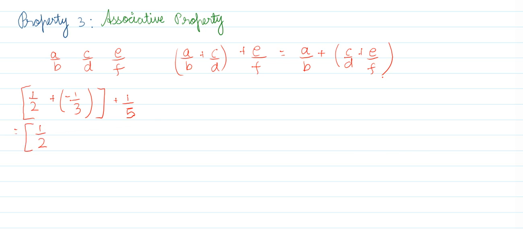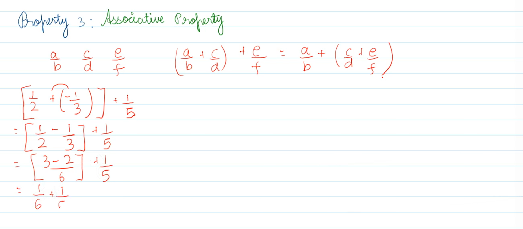1 by 2, plus into minus is minus, so minus 1 by 3 plus 1 by 5. So now if you take the LCM, it's 3 minus 2 by 6 plus 1 by 5. So this is nothing but 1 by 6 plus 1 by 5. So again, if we take the LCM, it's going to be 5 plus 6 by 30. So that is nothing but 11 by 30.